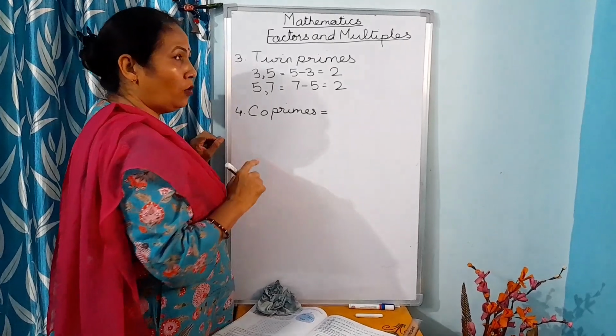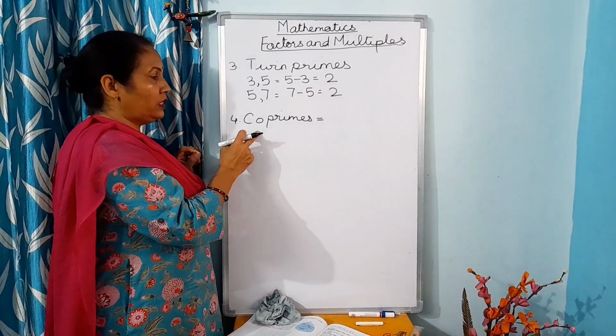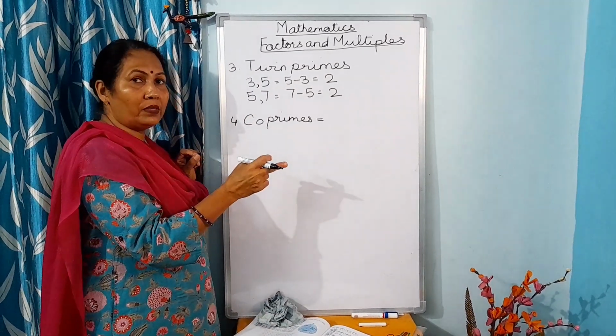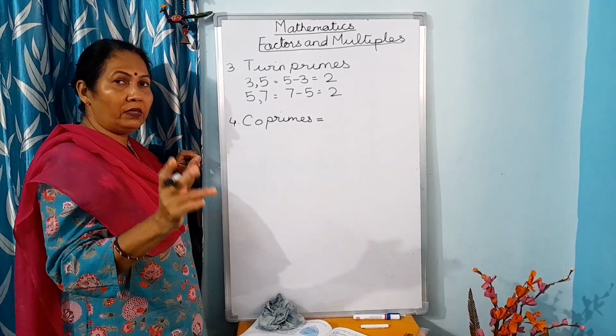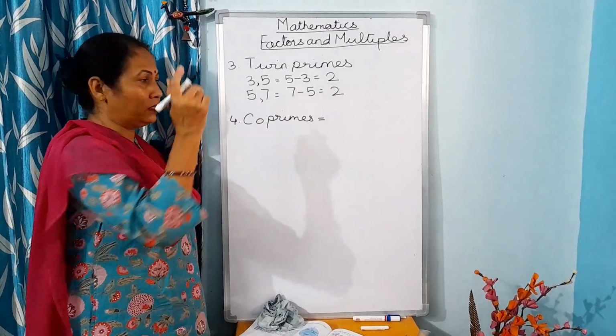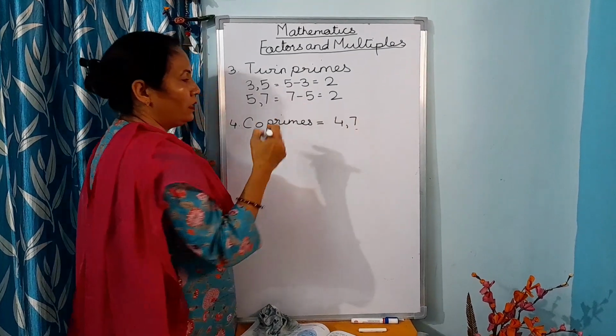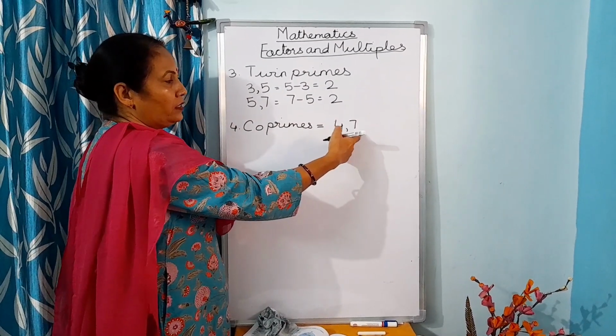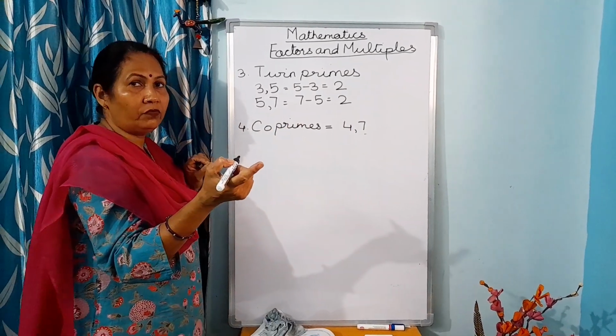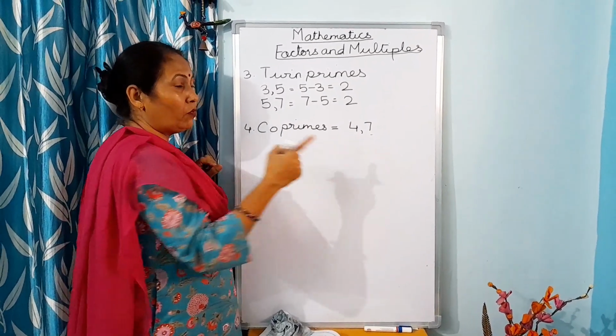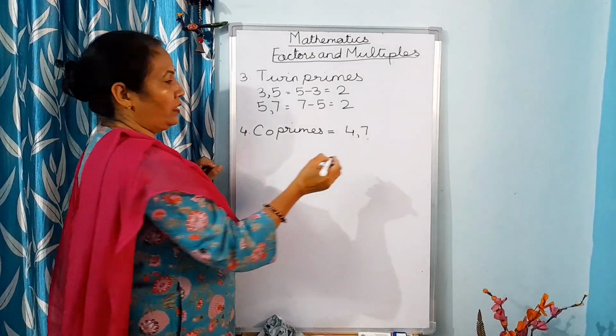In this, how will you find it? You will see that those two numbers are divisible only by 1. They have only 2 factors. Like you have 4 and 7. Now 4 and 7, they don't have any common factor. They have only 1 as the common factor.